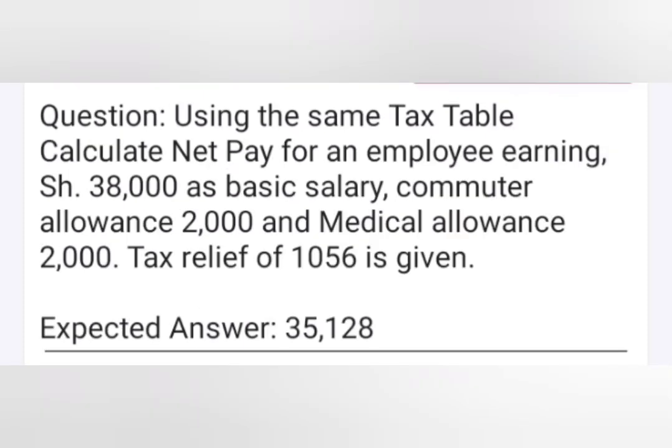We now go to a question. You are supposed to use the same tax table, calculate the net pay for an employee earning 38,000 as basic salary, commuter allowance of 2,000 and medical allowance of 2,000. So the person is also entitled to a relief of 1056. So now use the steps that you have used before.